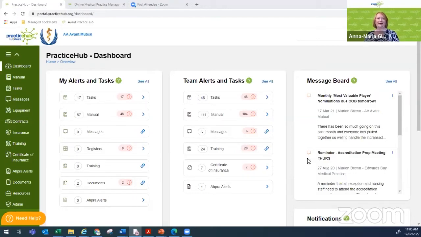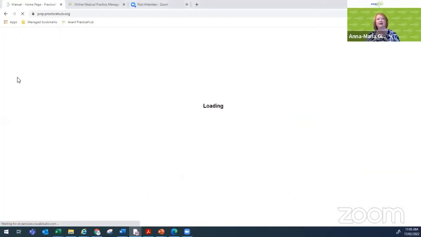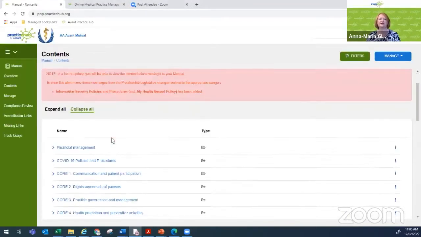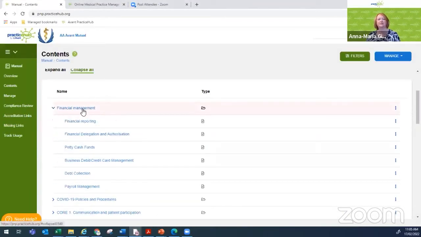So you've been looking at our PracticeHub dashboard here, where you can see the alerts for someone in a manager or administrator role. You can see that we have a number of applications, but our policies and procedures live here in the manual. So today I'm going to talk to you about financial management policies and procedures, covering these 6 different areas. Now I can see we've got a question here.